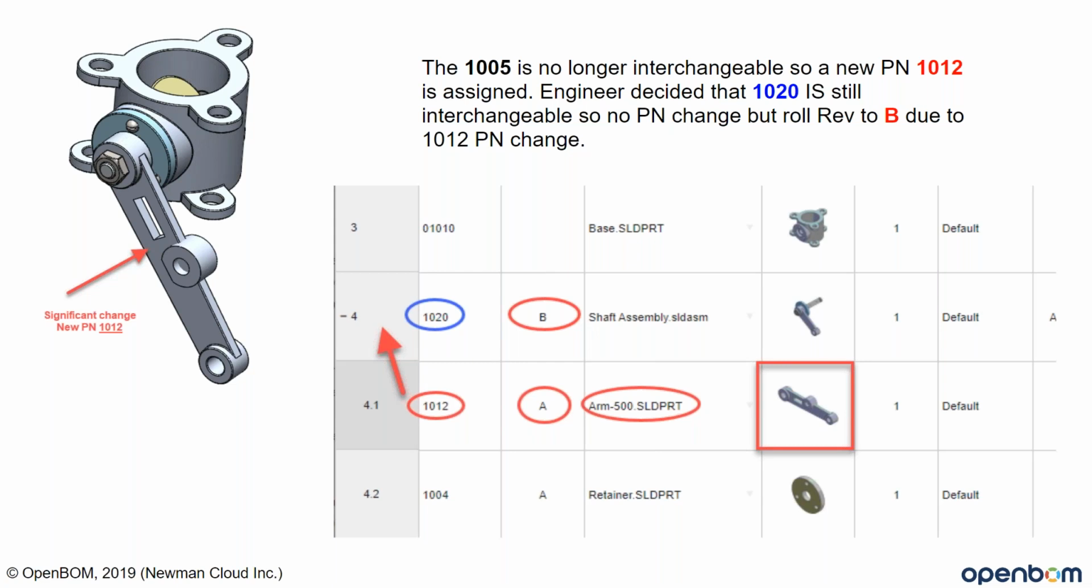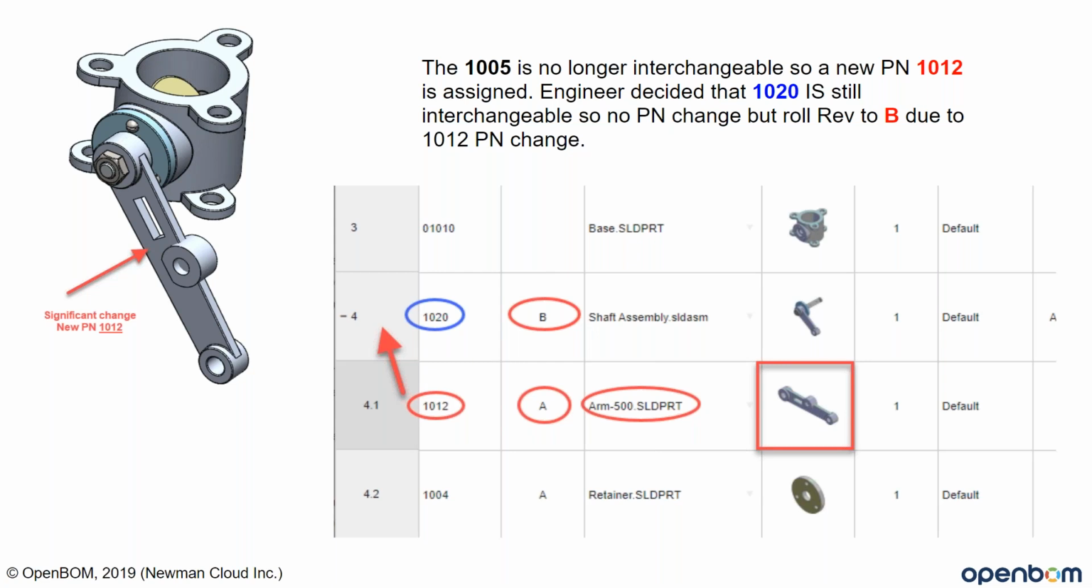Okay, so let's jump ahead now. We run some of those parts. We get another change. We're going into a new application. This shaft's going to be used in a slightly different application, and we're going to make what we would probably consider to be a significant change to the part. Okay, we get together as a team. We say, hey, look, this definitely fails form, fit, certainly fit and function. We're going to pull a new part number for that 1005.